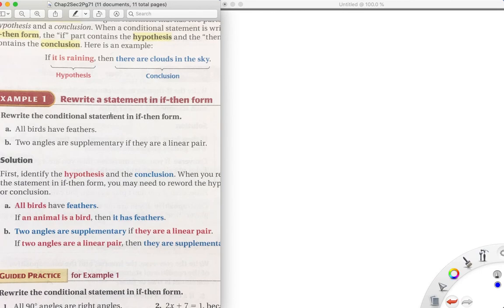We don't usually put the if and the then in the actual writing of what those things are. It's going to be anything after the if and anything after the then. That's the hypothesis or the conclusion. So we don't actually use the words if and then in it. It's what the phrase is afterwards. So the hypothesis is it is raining, and the conclusion is there are clouds in the sky.